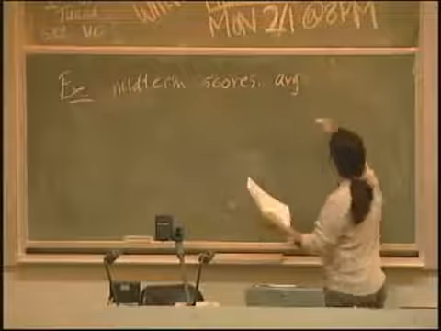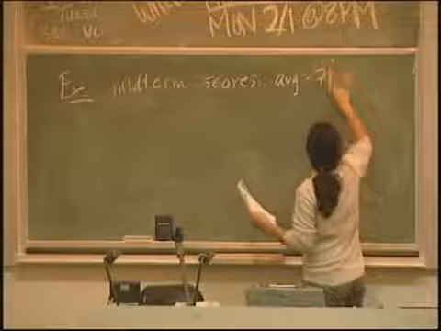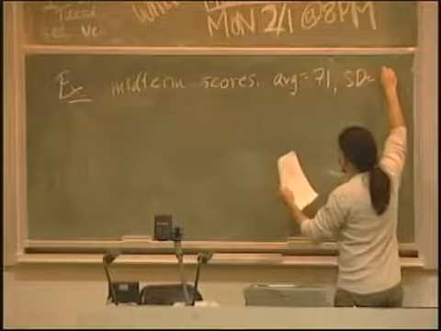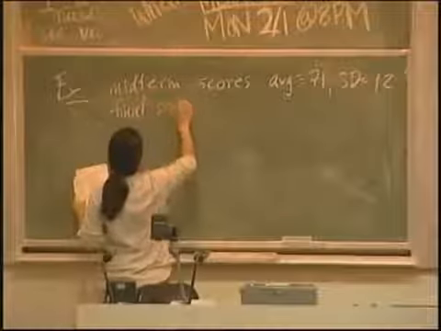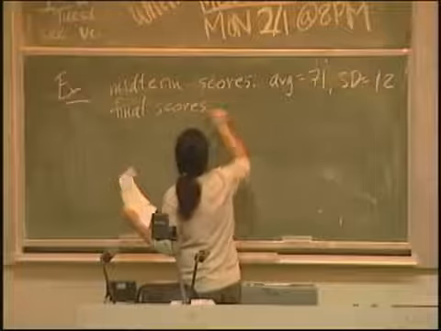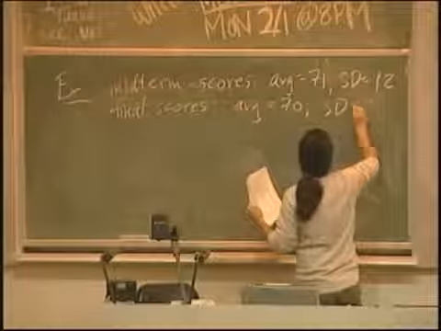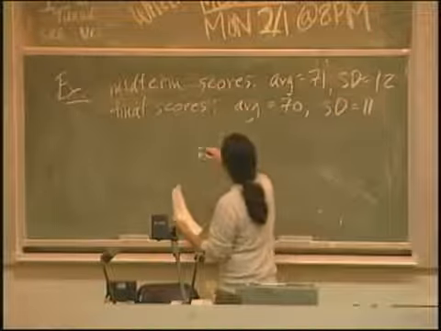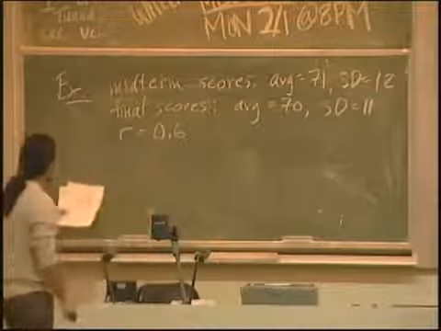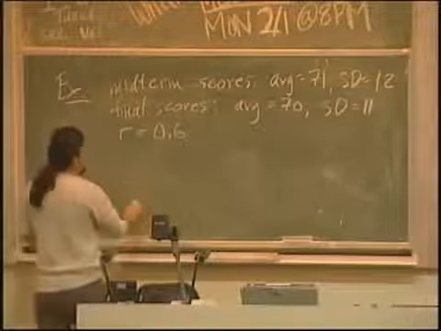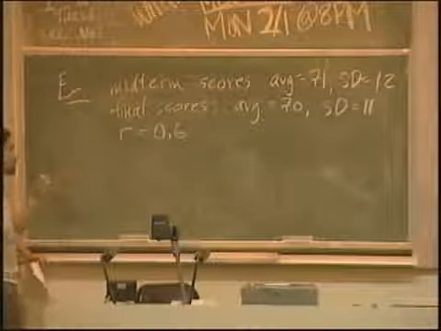So suppose we have some big class, the average midterm score is 71 points, the SD is 12, and final scores have an average of 70 and an SD of 11. And the correlation between midterm and final scores is 0.6. I'll present a problem, but before I do, I want to talk generally about regression.